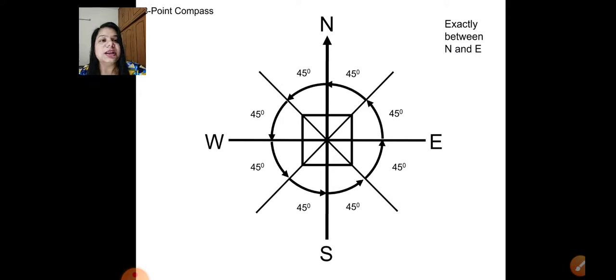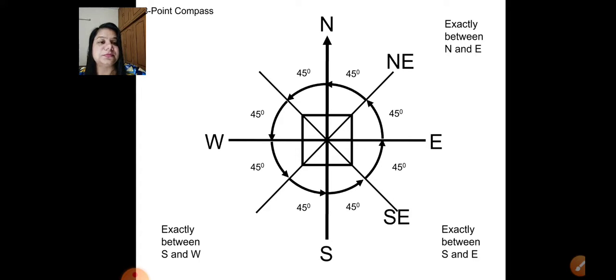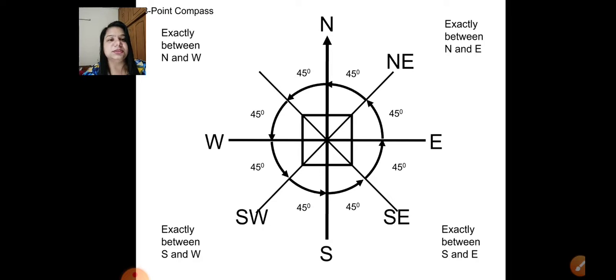So what is the direction exactly between north and east? This direction will be called northeast. Okay. Then the direction exactly between south and east, which is this direction? This direction will be southeast. Then what is the direction between south and west? This is southwest. Then between north and west it will be northwest.